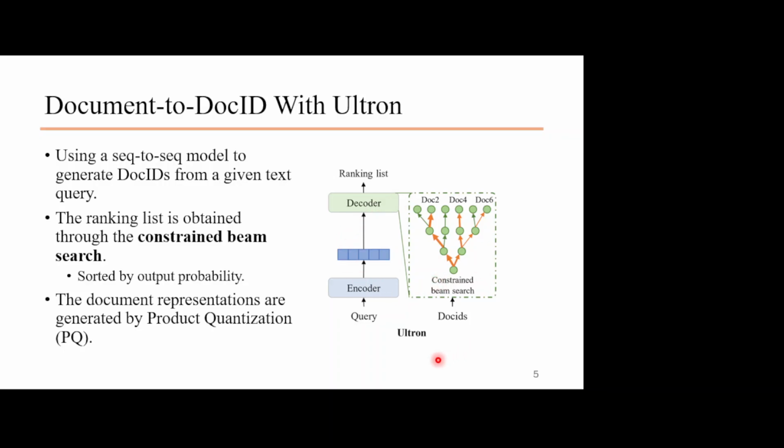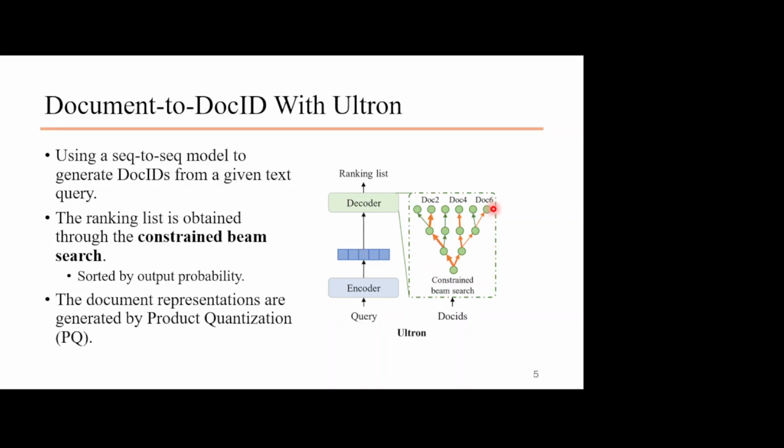And on the right-hand side is an overview of the Ultron approach. It uses an encoder-decoder architecture for document retrieval. First, the text query is encoded into a dense vector. Then the decoder generates the corresponding doc ID.